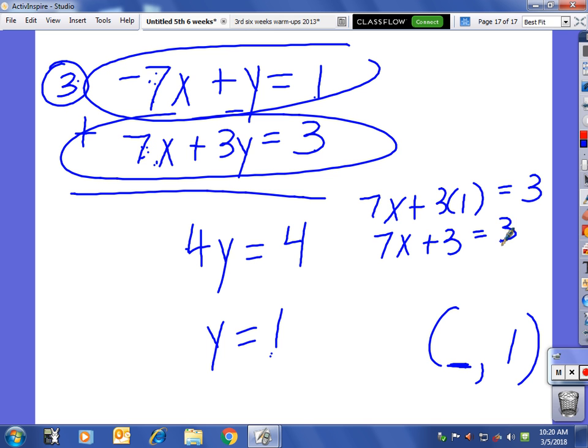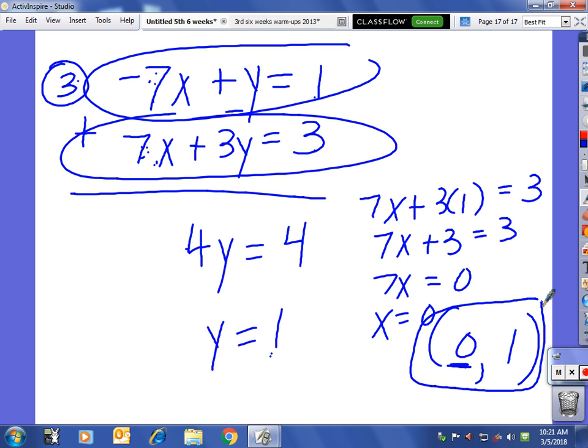Now, this number freaks y'all out sometimes. Subtract 3 and you get 0. What's 0 divided by anything? 0. So my point where they intersect is at 0, 1. At the y-intercept. Very good. Kenny, look at you. The curse is lifting.